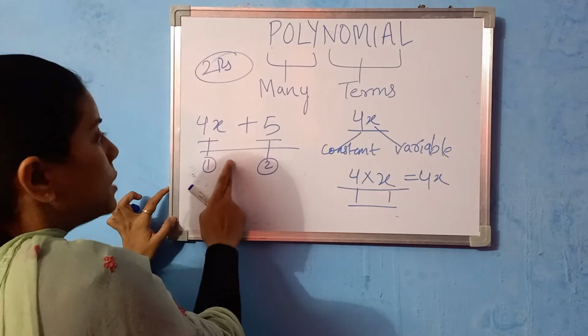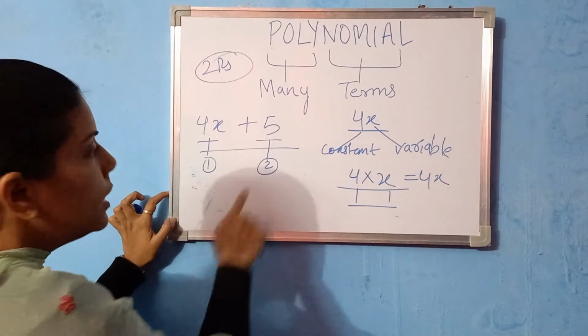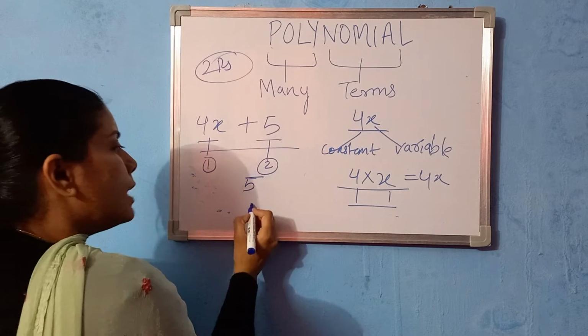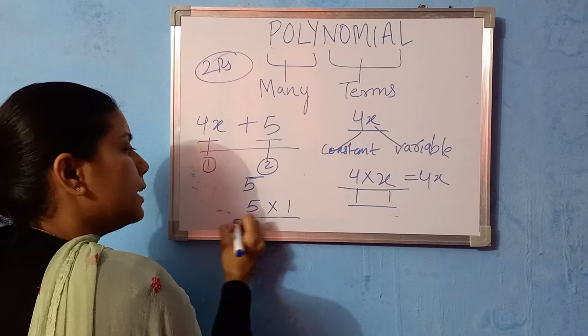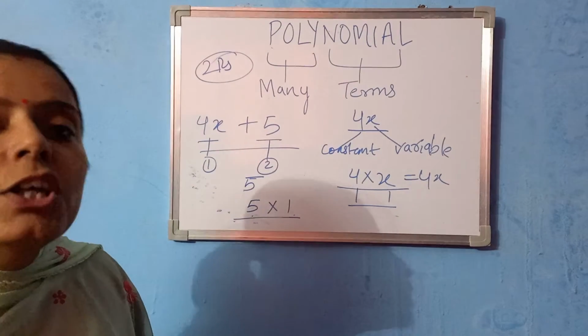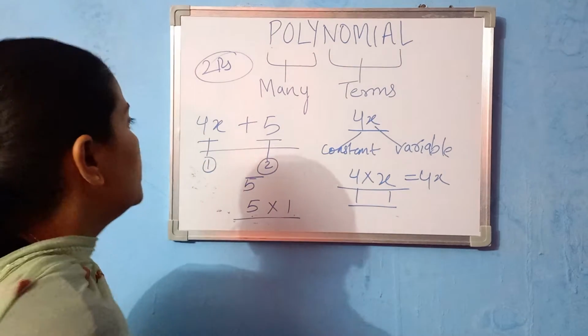So this polynomial has two terms, 4x and 5. In the term 5, it is 5 into 1. That means 5 and 1 are the factors of this term. Okay, so a term is the product of its factors.